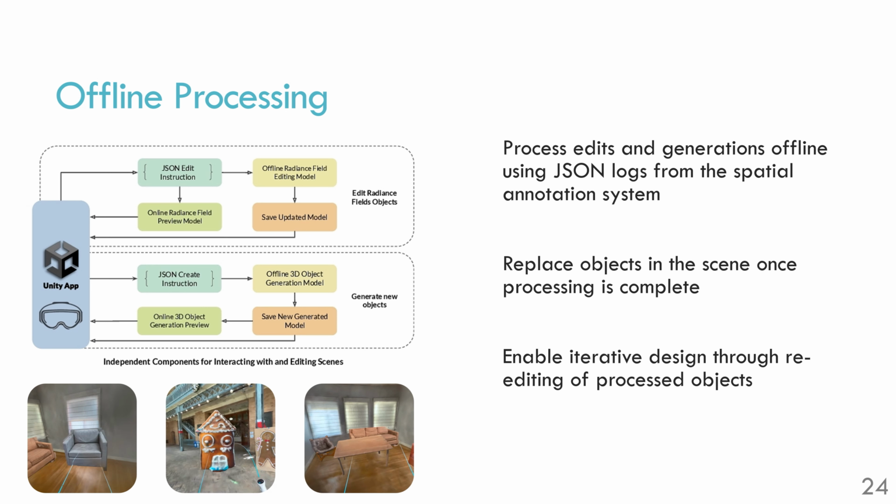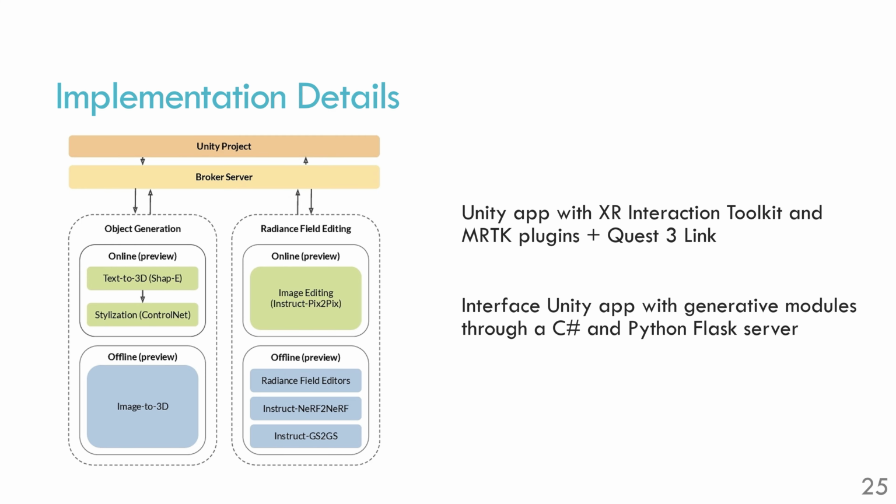Dreamcrafter is built as a Unity app which interfaces with API calls to generative modules through a C# and Python Flask server pipeline, allowing inputs from Unity to process in real time and output results into the Unity app itself. Gaussian splats are rendered using an open source Unity viewer trained with Nerfstudio's Splatfacto and Luma AI.